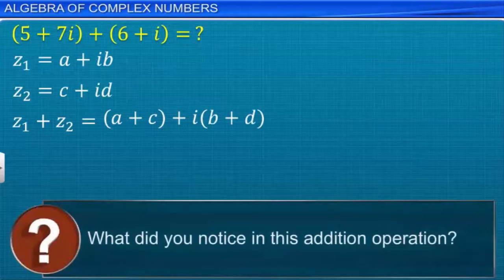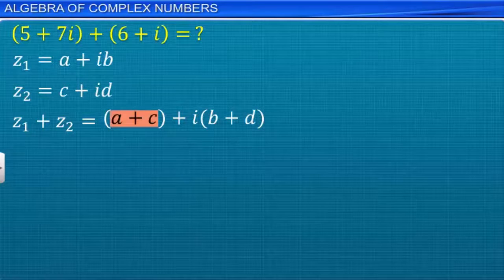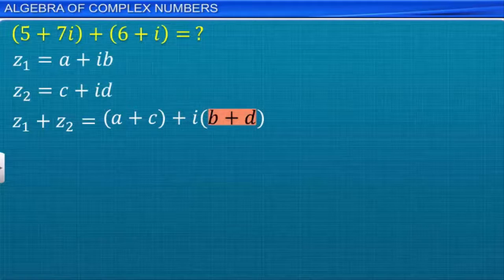What did you notice in this addition operation? The sum of the real parts of the two given complex numbers gives the real part of the resultant complex number. Similarly, the sum of their imaginary parts gives the imaginary part of the resultant complex number. The resultant number is also a complex number.